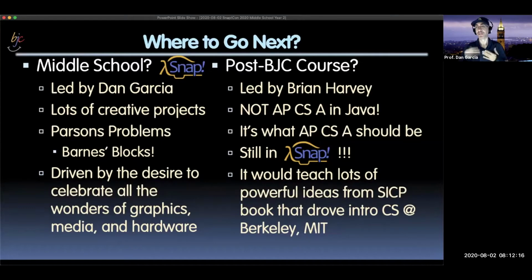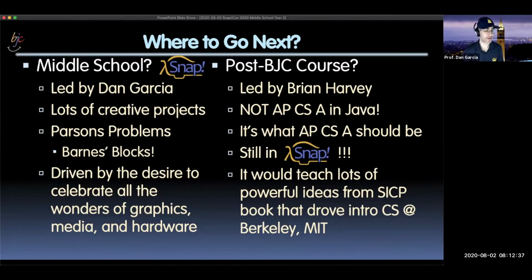But here's our curriculum as it stands. As we were thinking about where to go next, and I hope, Brian, I represented you well from some of the calls we've had, we were thinking about, do we go to middle school or do we go to the post-BJC course? We always get confused. We call it BJC 2, or is BJC 2 meaning the second version of current BJC? So we're calling it the post-BJC course and the current BJC course.